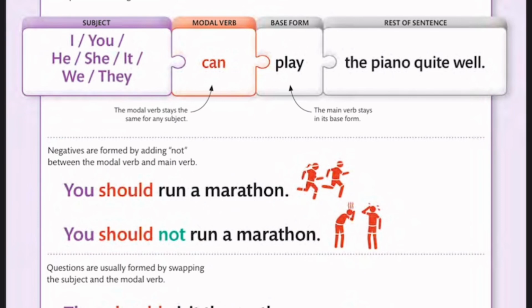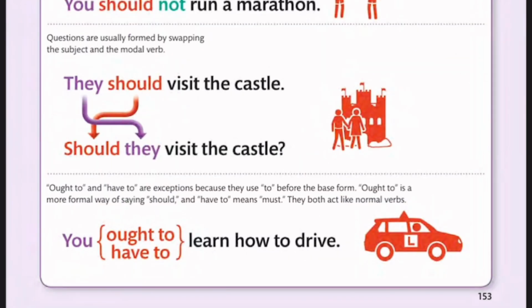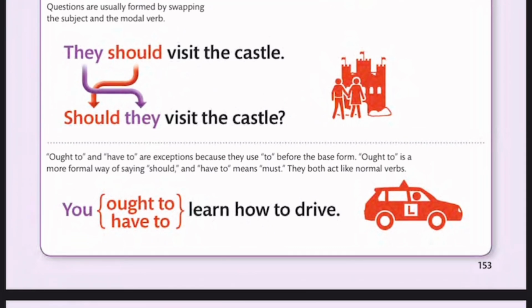For the negative, you are just going to add your not in between the modal and the main verb. You should not run a marathon. Then for the question, you are just going to swap the modal verb and the subject. You are going to interchange them. They should visit the castle. It will be, should they visit the castle?